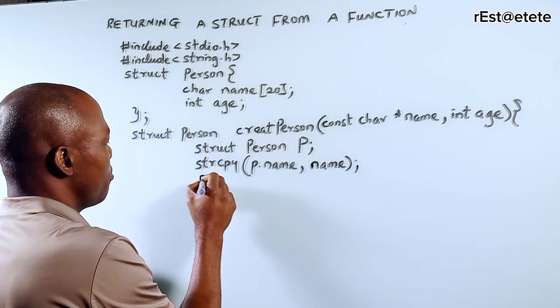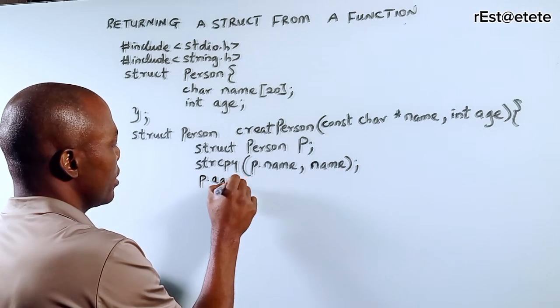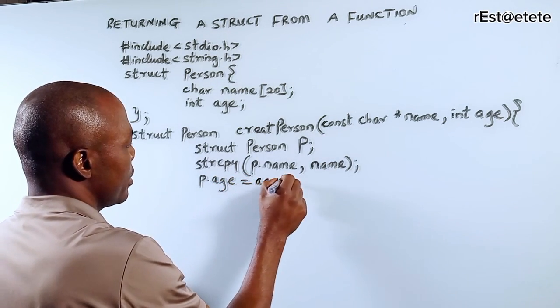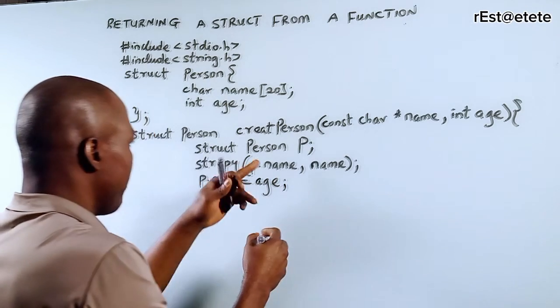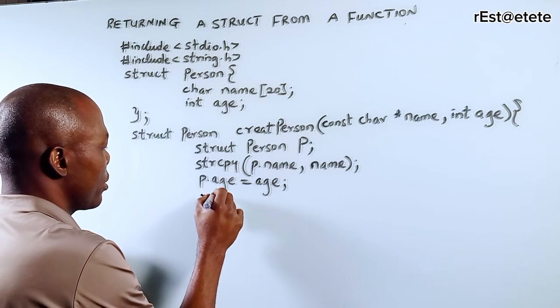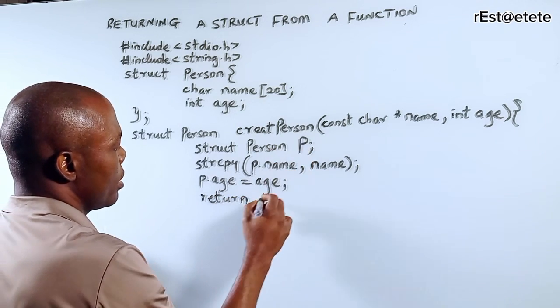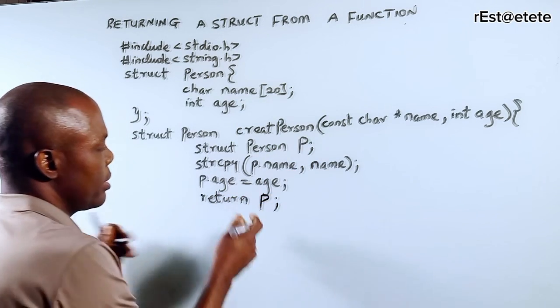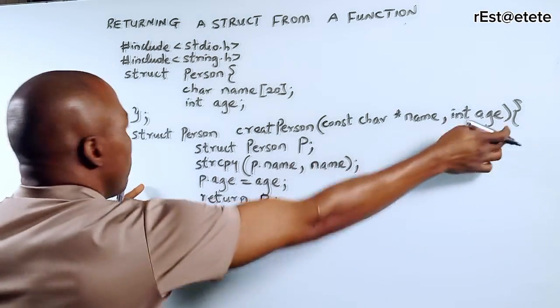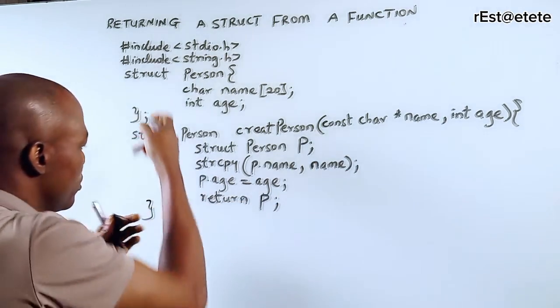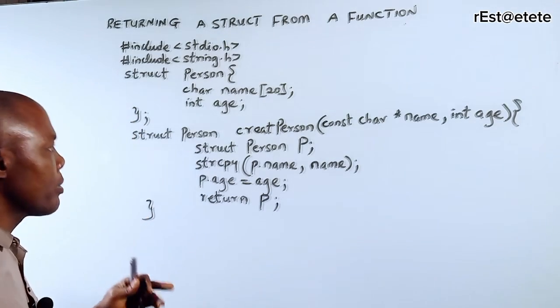Then p.age, whatever is given here, I will supply. So age, right? Then I am going to return p. That is what is returned. So my function, I will close it here. It's a function, so I don't need to put a semicolon after it. This is the terminator.